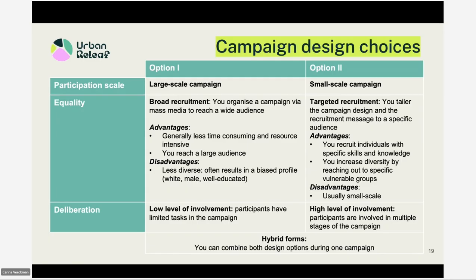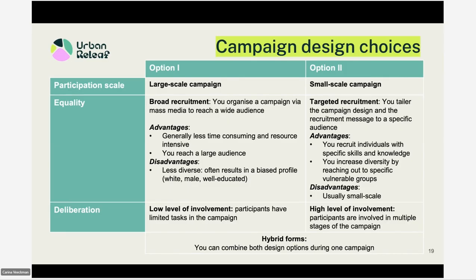So as I mentioned already, when you're designing a citizen science campaign, you're reflecting about your participation, equality, and deliberation. And these are three principles that will come into challenge with one another, and you will have to face some trade-offs. So if you're opting for a large-scale campaign, you will organize an open call for invitation. You try to reach as many people as possible. The advantage is that you can do this in a less time-consuming and resource-intensive way. But the disadvantage is that it will more likely result in a biased profile.